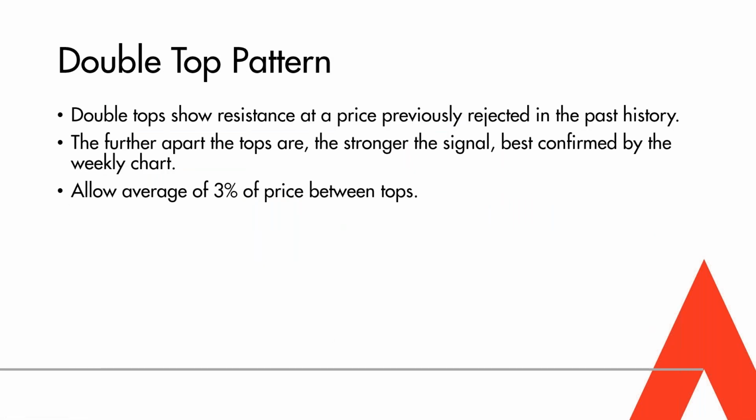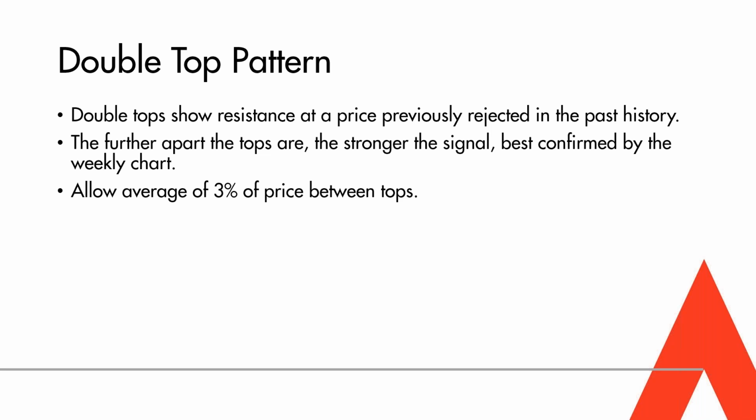Then we have double tops, and you also get double bottom patterns as well. So let's start with the double top pattern. Double tops show us resistance at price levels previously rejected in the past. The further apart they are, the stronger the signal. They're ideally spotted on a weekly chart, but certainly you will see them on daily charts as well. And basically allow roughly 3% between the price tops.